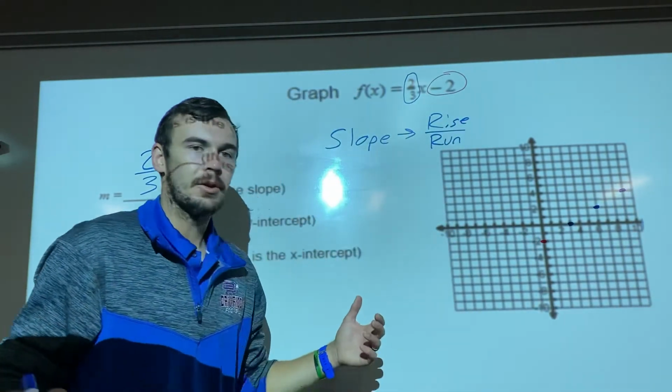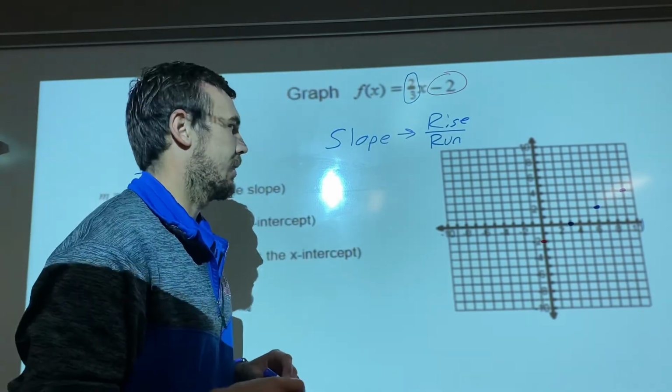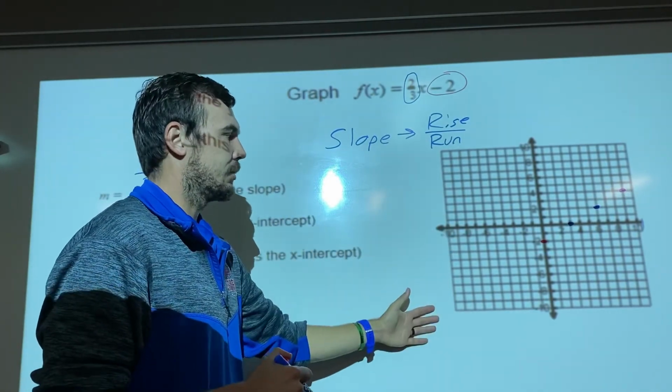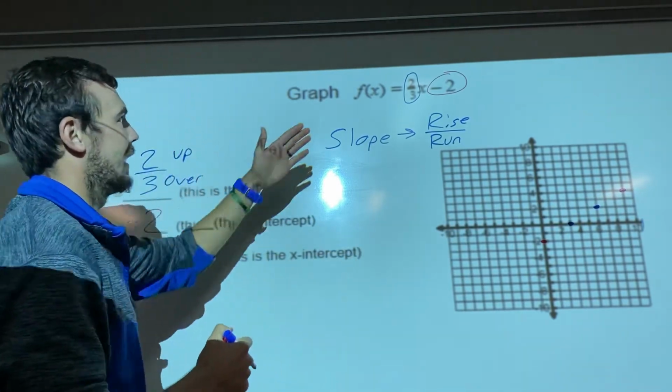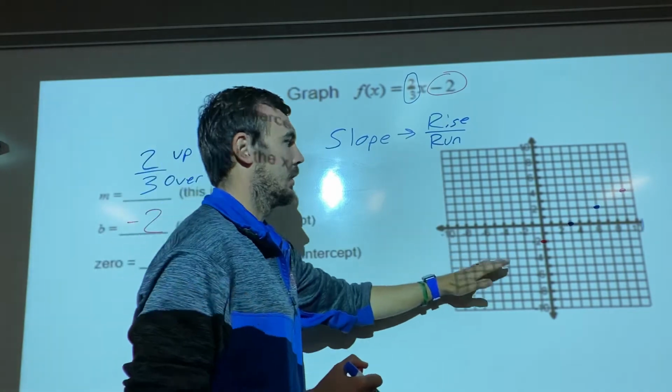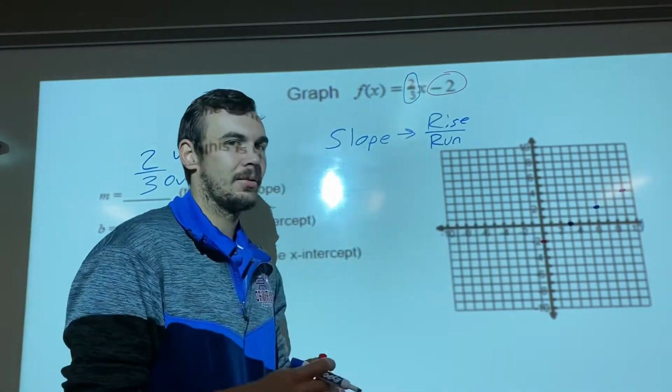All right, so there's my 4 points on this graph. I could go more in the opposite direction. You just had to go down 2 and then to the left 3. But I can see that this is a positive slope.